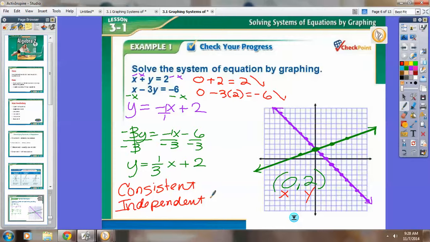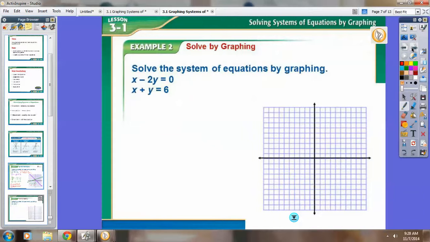Let's go to example 2. Again, let's put our equations into slope-intercept form to graph. Subtract x. So negative 2y equals negative x. Divide by negative 2. Y equals, a negative divided by negative is a positive, so we have positive 1/2 x. Now I don't have a y-intercept. Is it okay if I go ahead and say plus 0? Yeah, if you feel more comfortable having a placeholder for that y-intercept, go ahead and put plus 0 in there.